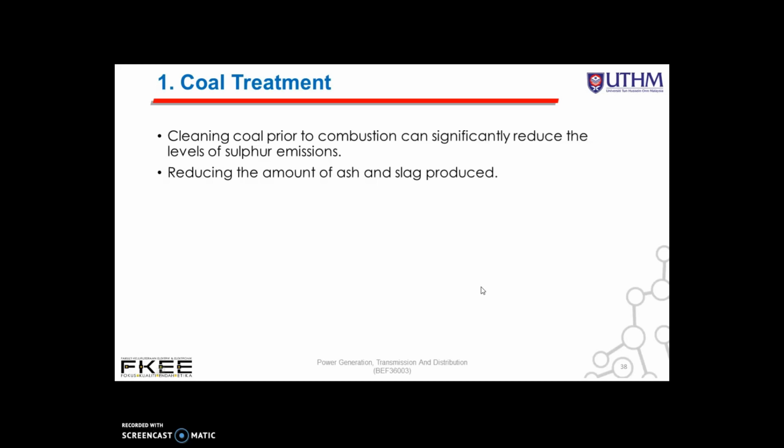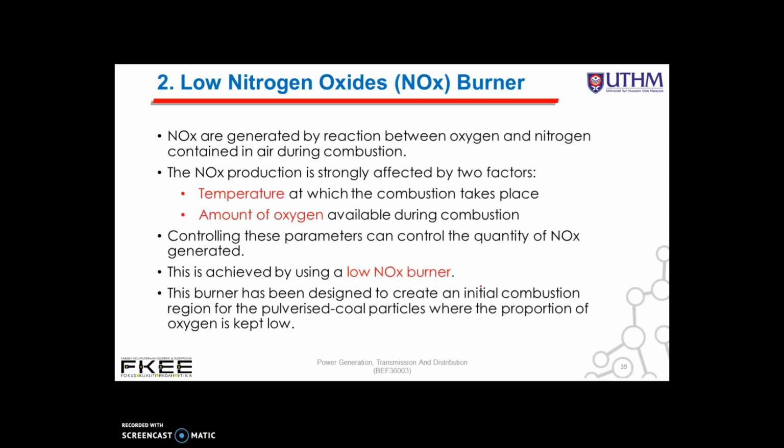In pre-combustion technologies, before the burning process, the coal may be cleaned at the mine, at the power plant, or both. When the coal is cleaned at the mine preparation plants, it is crushed and washed. This effort can significantly reduce the levels of sulfur emissions, and in addition, it can also reduce the amount of ash and slag produced.